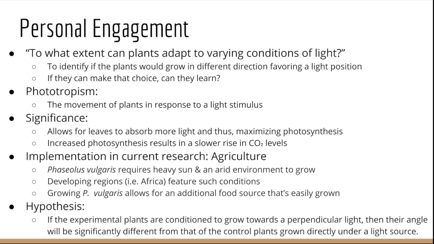And so the hypothesis for this experiment is that if the experimental plants are conditioned to grow towards a perpendicular light, then their angle will be significantly different from that of the control plants grown directly under a light source. And this is because of auxins.